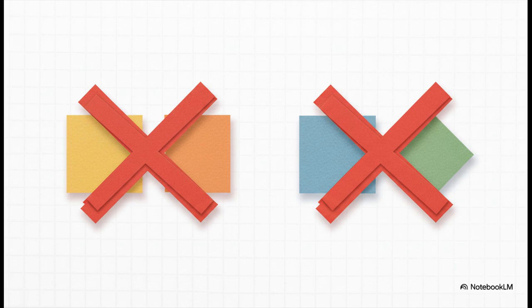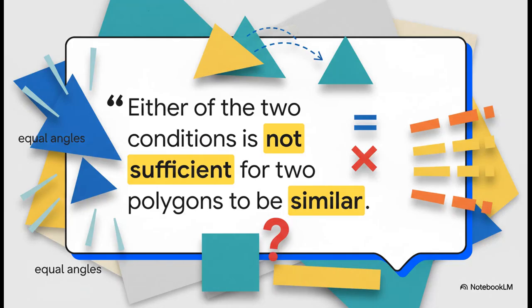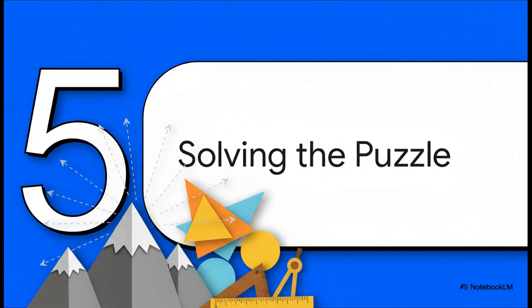So what's the verdict? Just look at them. It's obvious, right? Neither pair is similar. They don't have the same shape. The rectangle is stretched, the rhombus is tilted. They failed the visual test because they failed the math test. And this just proves our point perfectly. You can't pick and choose. Having one condition isn't enough. It's an all or nothing deal. For two polygons to be similar, both conditions have to be met. End of story.